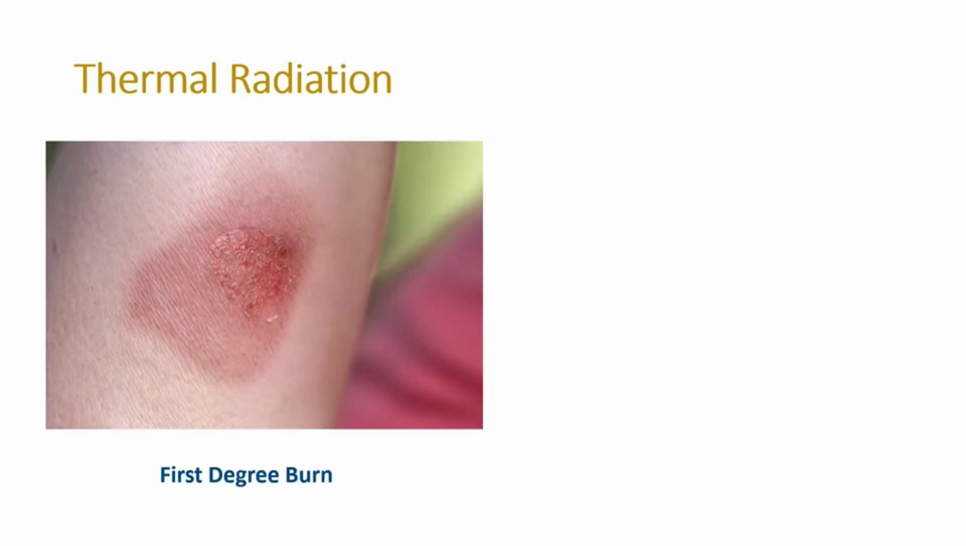When we're talking about injuries due to thermal radiation exposure, we're talking about burns. First-degree burns are superficial injuries. Here, only the top layer of the skin, or the dermis, is damaged. These burns typically appear pink or red in color. Typically, the skin is dry and there might be some slight swelling. These burns can range from tender to extremely painful.